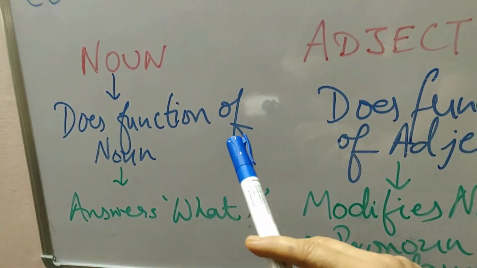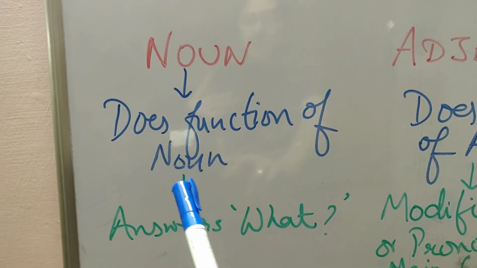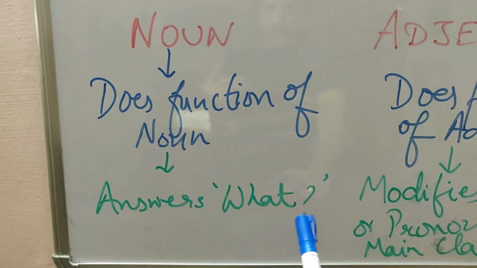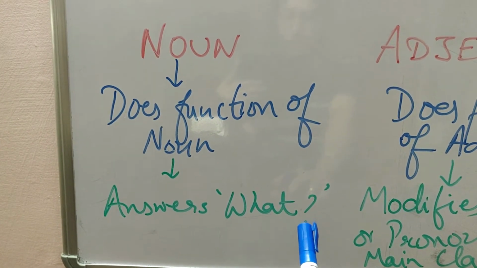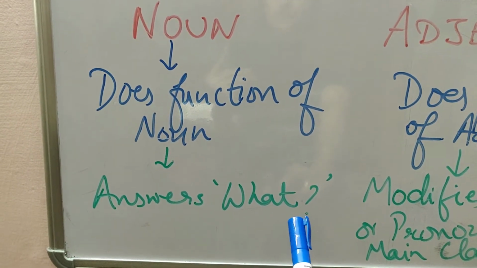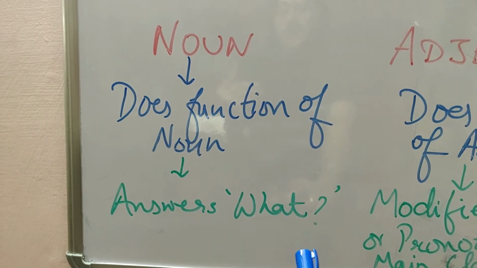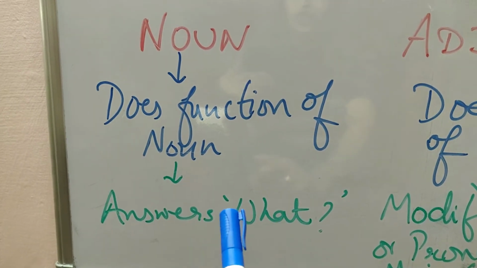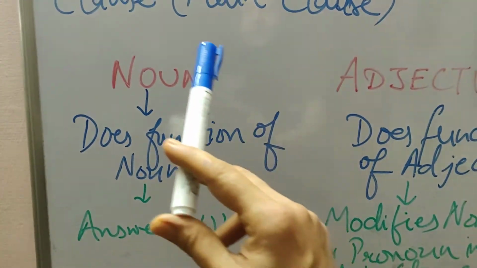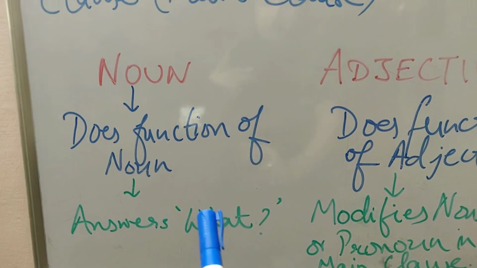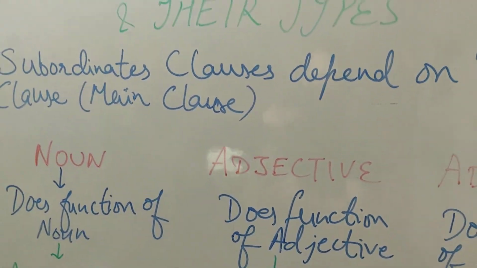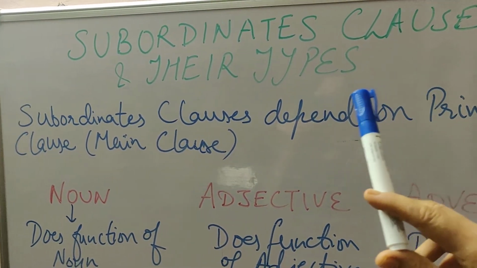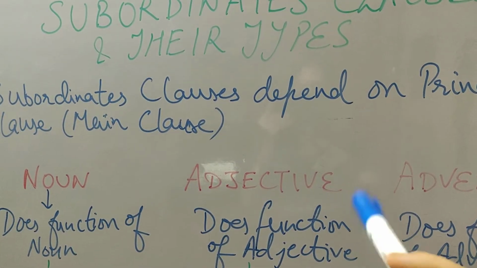Now the noun clause does the function of a noun and it basically answers the question what in the sentence. Okay. So it's actually working as a noun in the sentence. I hope you have understood, but we can understand all these in detail in our next video. I have just told you now what a subordinate clause is and what the different types of subordinate clauses are.